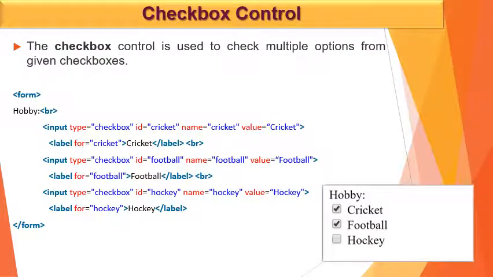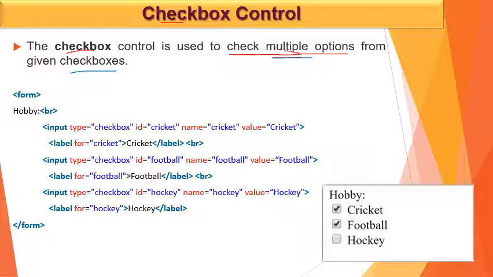Now next is the checkbox control. The checkbox control is used to check multiple options from the given checkboxes. So there we can use multiple options. That is very important. In our radio button control we can use only one option, but here in the checkbox control we can check multiple options from the given checkboxes.